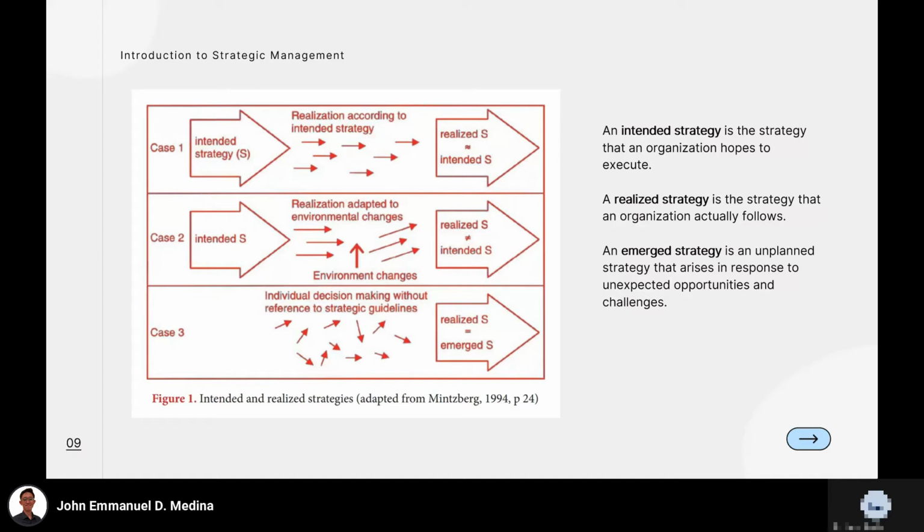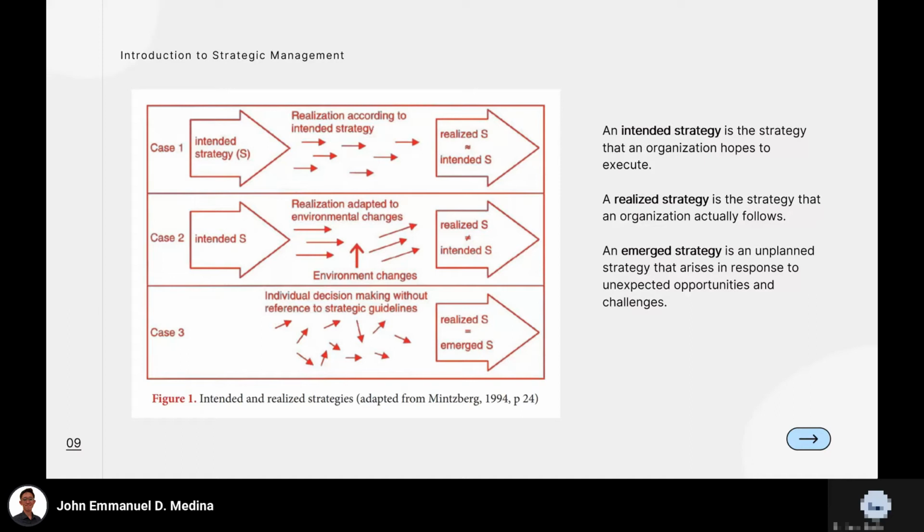Realized strategies are a product of a firm's intended strategy, or what the firm planned to do, the firm's deliberate strategy, or the parts of the intended strategy that the firm continues to pursue over time, and its emerged strategy. An emerged strategy is an unplanned strategy that arises in response to unexpected opportunities and challenges.